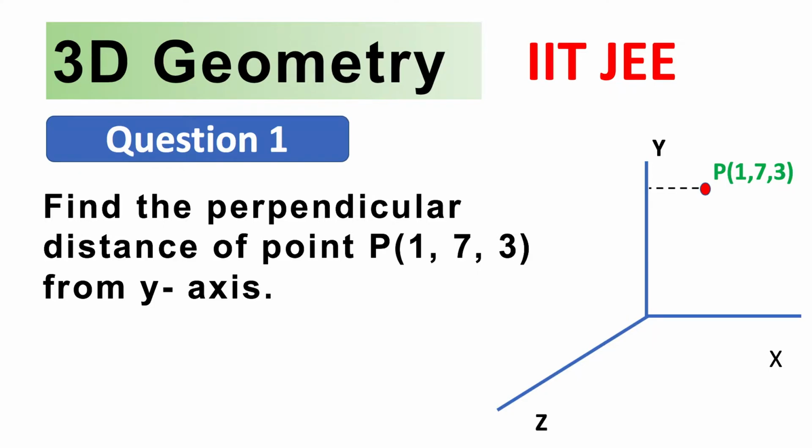It says that we have to find the perpendicular distance of point P (1, 7, 3) from the y-axis. So very simple. We have our three axes, x, y and z, and we have a point P (1, 7, 3). We have plotted this point, and we have to find its distance from the y-axis. So we first draw a perpendicular from the point to the y-axis like this.